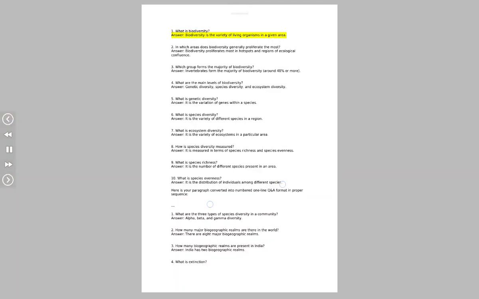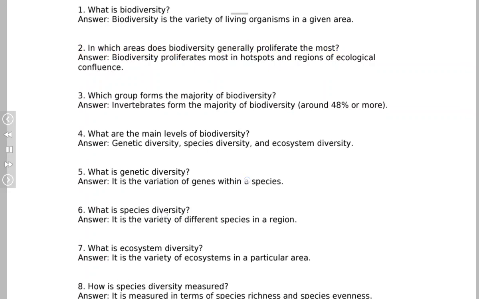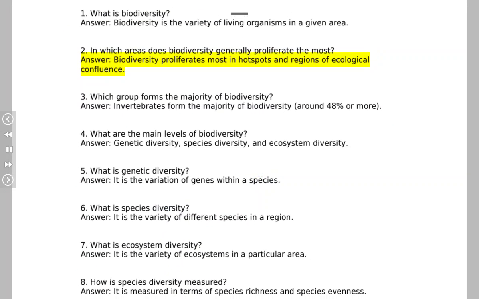1. What is biodiversity? Answer. Biodiversity is the variety of living organisms in a given area. 2. In which areas does biodiversity generally proliferate the most? Answer. Biodiversity proliferates most in hotspots and regions of ecological confluence.